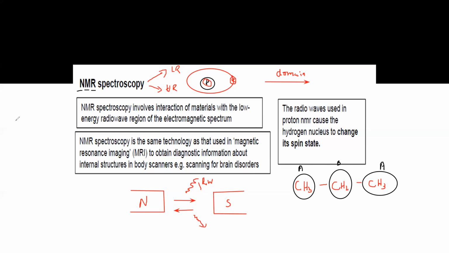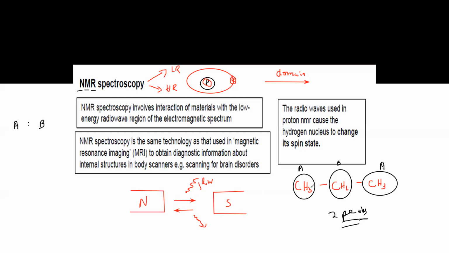So how many hydrogen environments are there? There are two hydrogen environments. So how many peaks will we get? We will get two peaks. The number of peaks shows how many hydrogen environments there are.